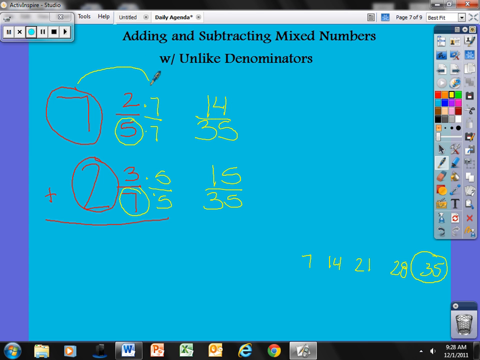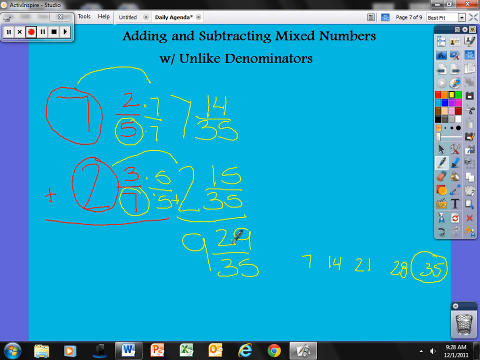Those whole numbers are going to come with me now. So now I have 7 and 14/35, and I have 2 and 15/35. Sorry. Having a hard time reading my own writing today. I'm adding. 7 plus 2 is 9. The denominator stays the same. 14 plus 15 is 29.